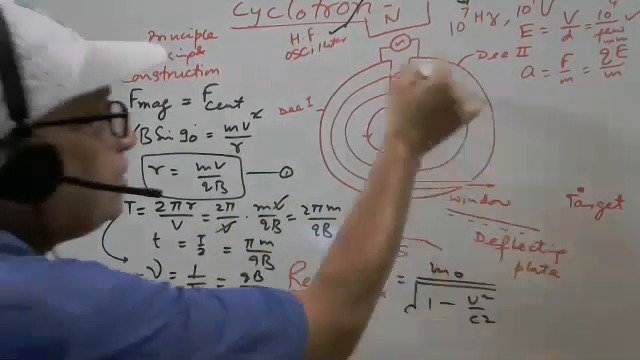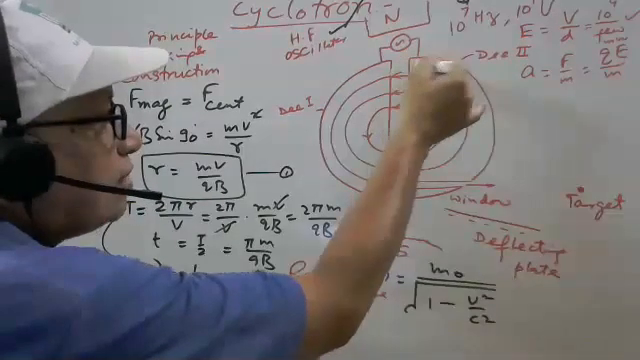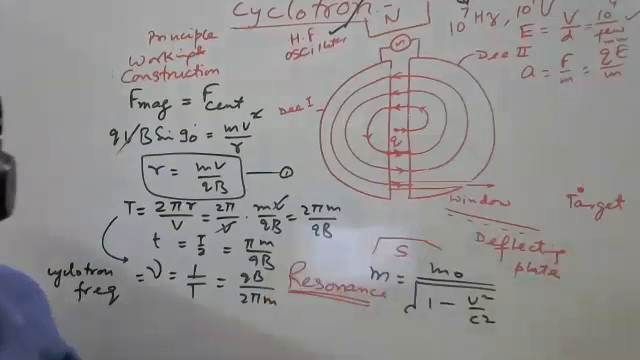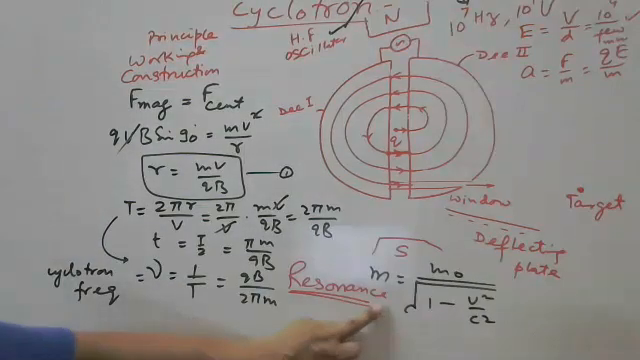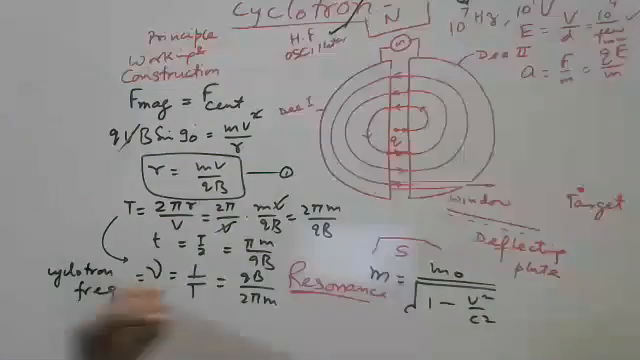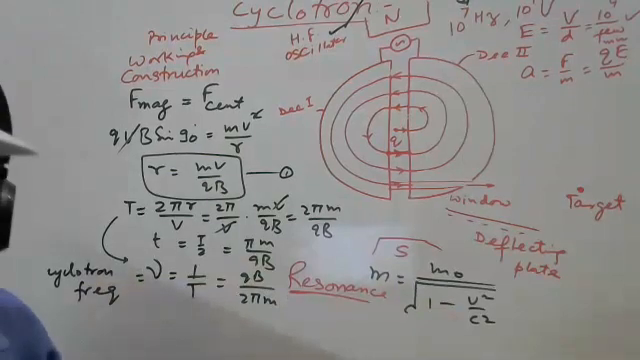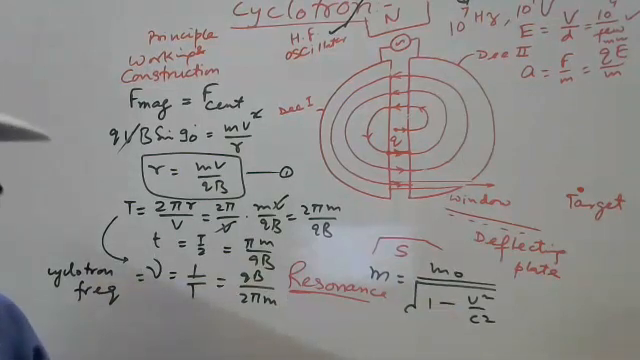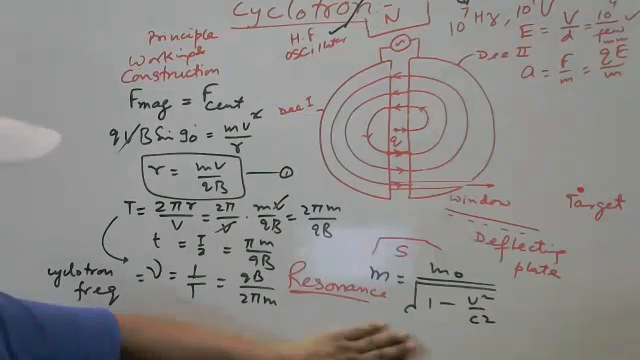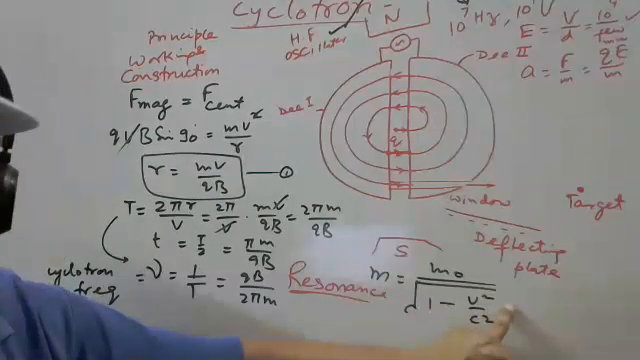Suppose the charged particle is here, the direction of the electric field should be from D2 to D1, so it also accelerates. This is the resonance. If resonance is there, it always accelerates, and a charged particle accelerating means velocity increases and kinetic energy increases. But suppose after getting very high speed, what will happen?